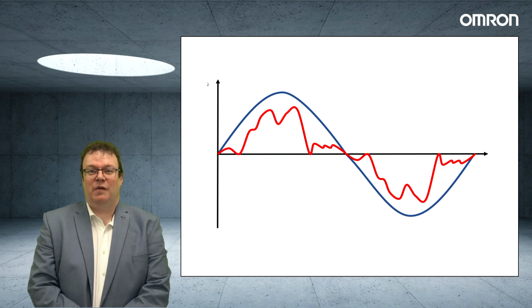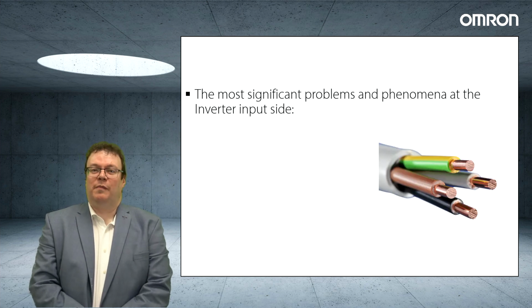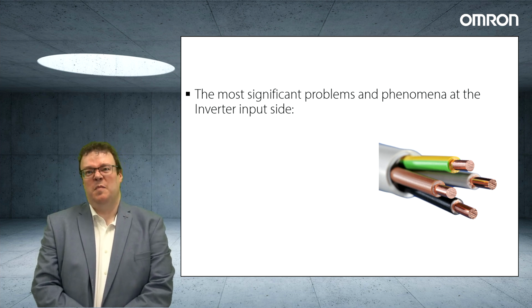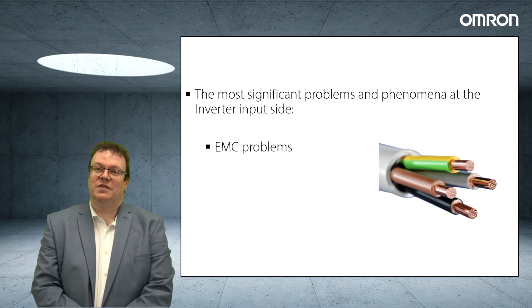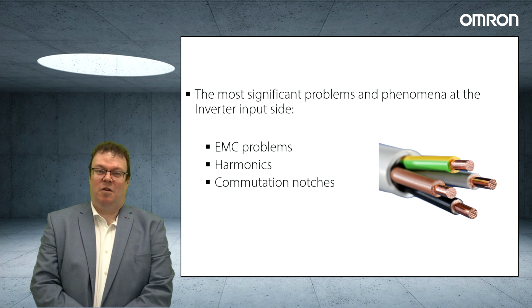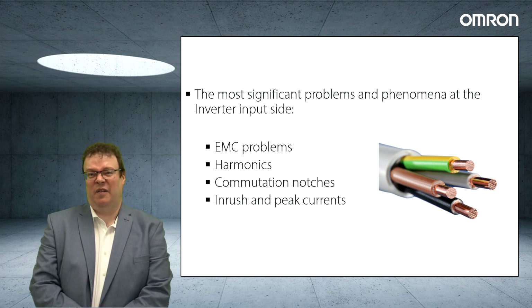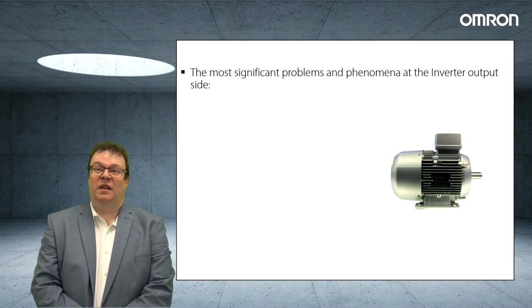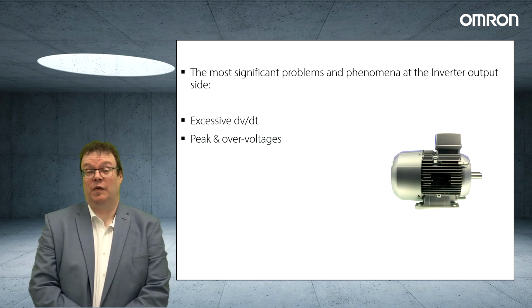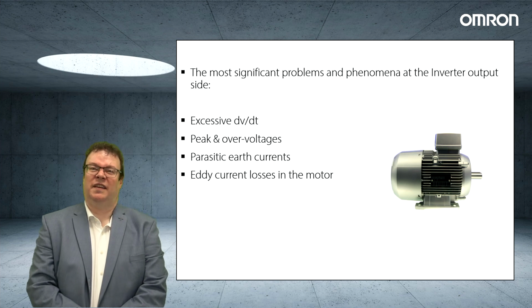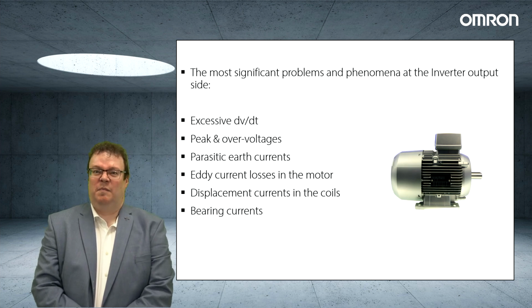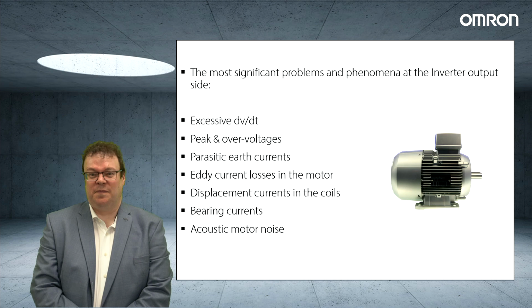So inverters are a very necessary tool, but they can cause a number of problems both on the input and the output side. The most significant problems on the input side of the inverter can be EMC issues, harmonics, commutation notches, inrush and peak currents, and low frequency interference. On the output side, issues and phenomena that can be experienced can be excessive dV/dt, peak and over voltages, parasitic earth currents, eddy current losses in the motor, displacement currents in the coils, bearing currents, and acoustic motor noise.